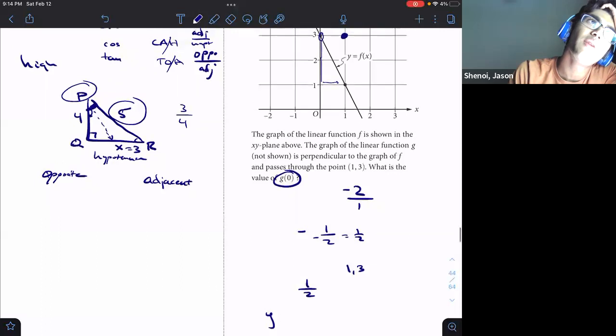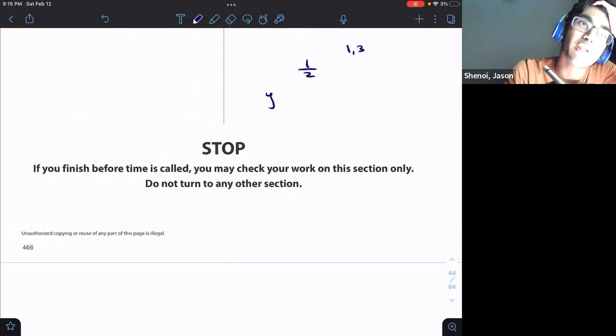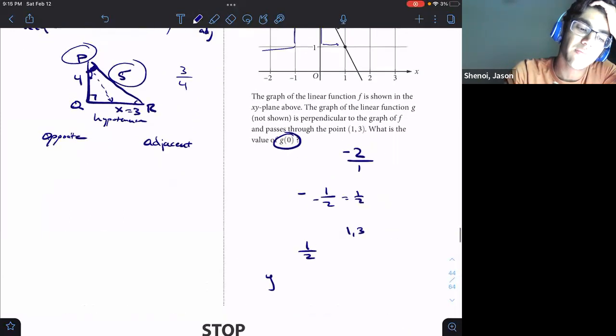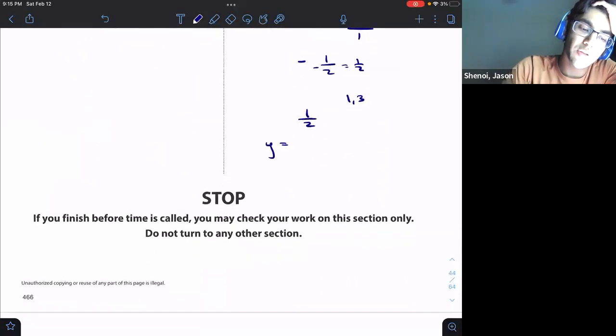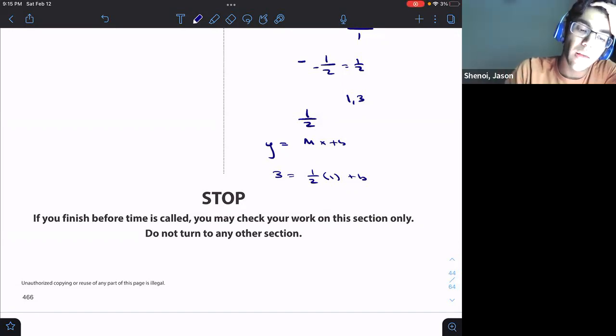We can do this one of 2 ways. We can go on the graph and go down 1 and across 2, down 1, across 2, over and over again, but we'll run out of room. Or we can solve the equation of the graph, which is probably the smarter way. So y is equal to mx plus b. 3 is equal to 1/2 times 1 plus b. I just plugged in the numbers that they gave us, right? And we used 1/2 because that's our slope. So now I'm solving for b. What is b?